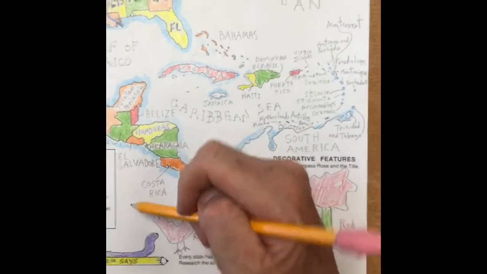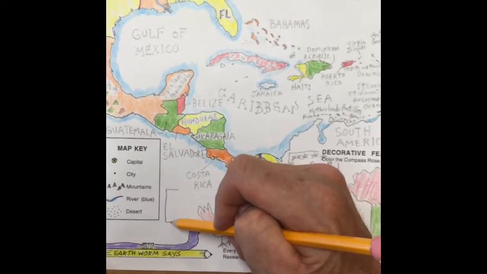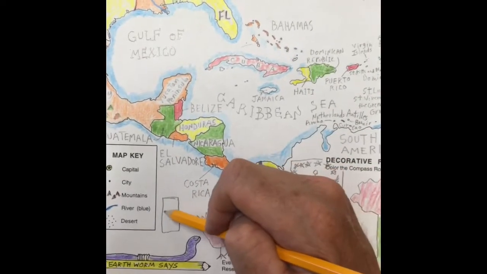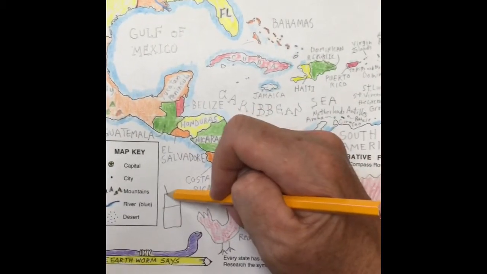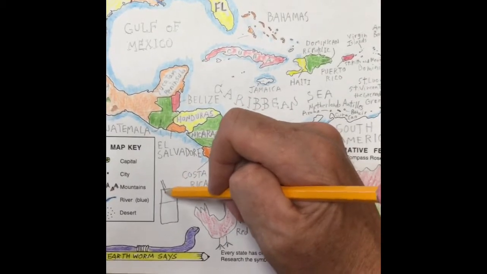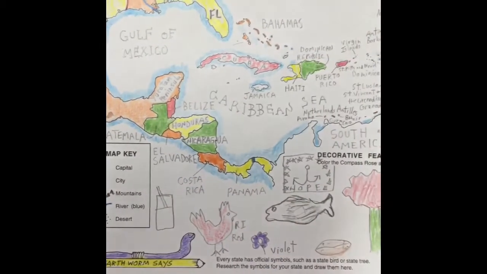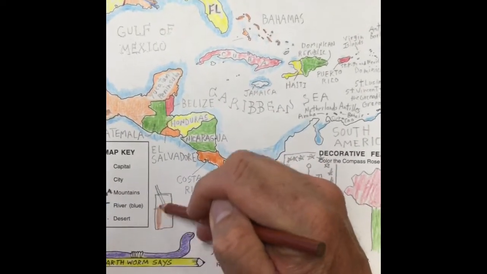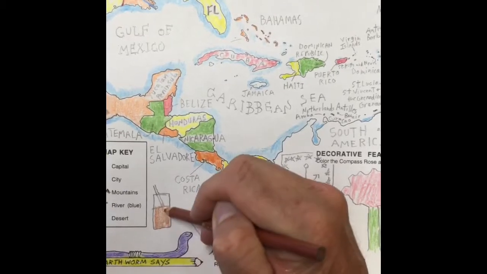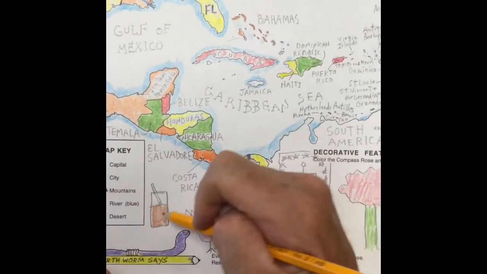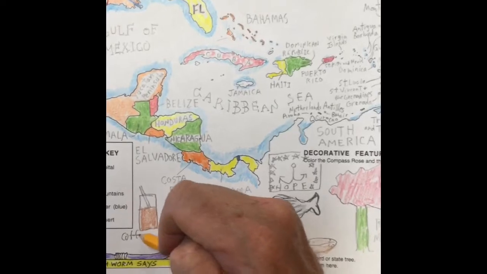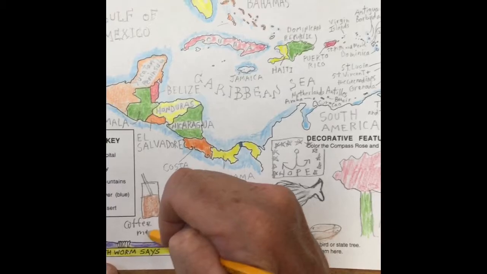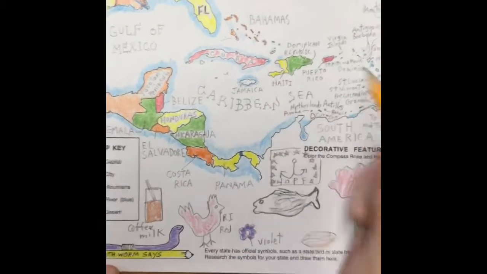And one last one. I don't know if any other states have a state drink, but in Rhode Island we do. I'll put a little straw in there just to show it looks like a drink. Okay, and our state drink is, I'll call it brown because it is coffee milk, and that's a drink very popular in Rhode Island.